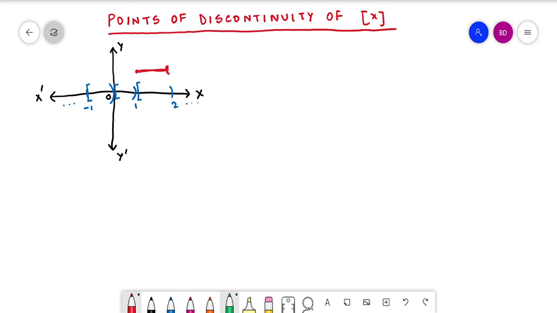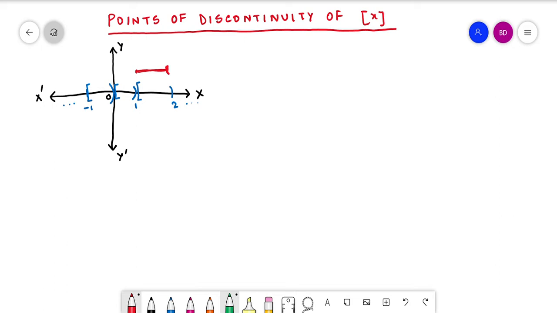Okay, now in this video, we will discuss the points of discontinuity of the function box x. In the previous video, I've shown you how the graph looks. So just for your convenience, I have drawn only a portion of the graph here. So this is the graph of box x.